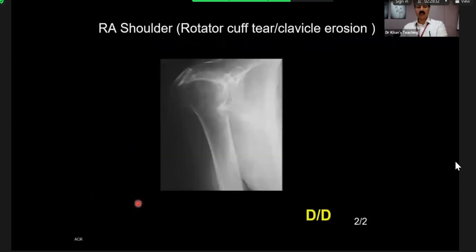Now, this is a case of advanced RA, rheumatoid arthritis. So what happens is that basically there is superior migration of the humerus in relation to the glenoid. That also tells you that the rotator cuff is completely torn. With that, where is the clavicle? Ask yourself, where is the clavicle? And then you realize it's missing.